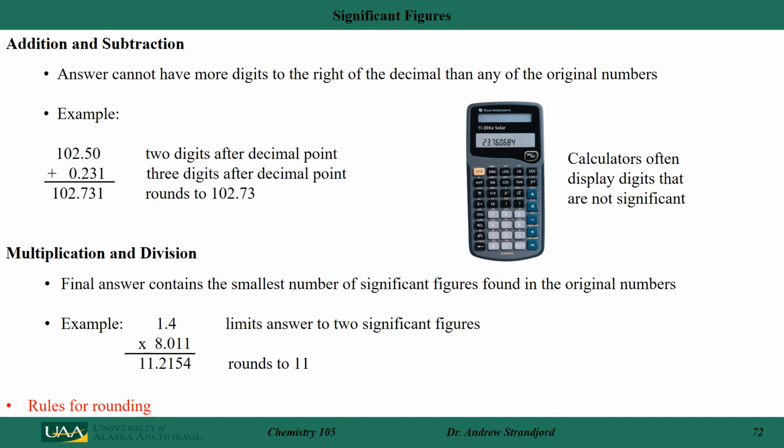After I've made a measurement and written down a value, I often have to do some arithmetic to that number, either addition or subtraction or multiplication and division for the simplest arithmetic operations. When I do addition or subtraction, my answer cannot have more digits to the right of the decimal than any of my original numbers. I need to account for my uncertainty. When I do addition or subtraction, my units also have to be the same.